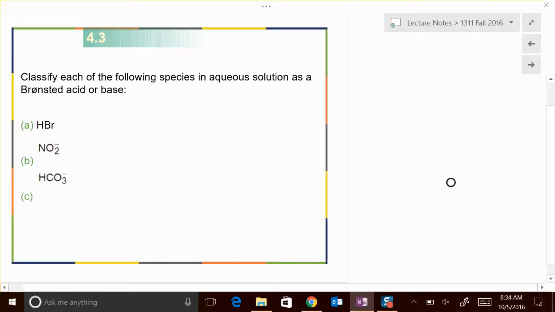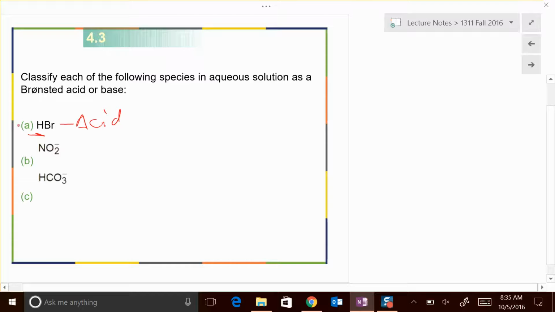So let's classify these as acids or bases. Classify each of the following in aqueous solution as a Bronsted acid or a base. So HBr, that's going to be an acid. It's going to donate hydrogen, right?